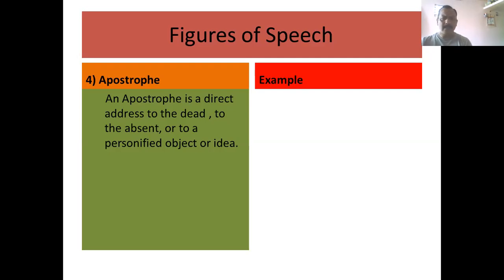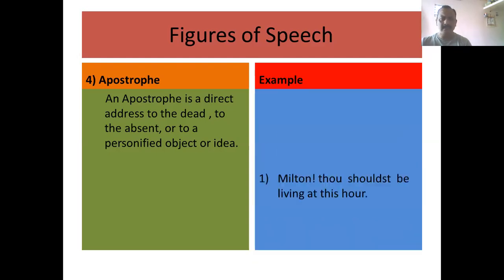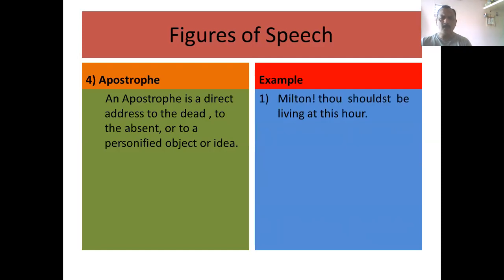Now here you will find that many people are dead in the past, but we are addressing them. Here the example is, Milton, thou shouldst be living at this hour. Milton was a great poet and he was living in the old age, but now he is dead and we are addressing Milton directly. At that time it is called apostrophe.